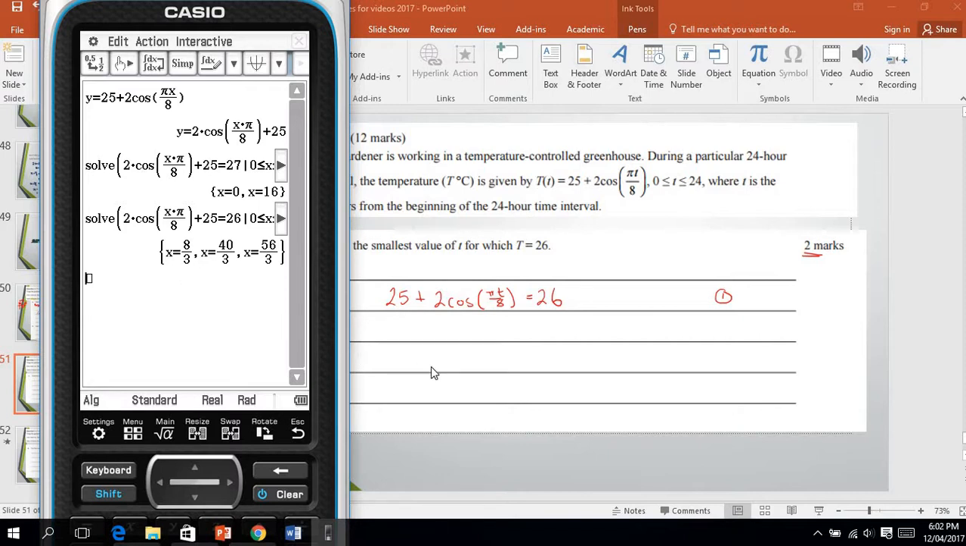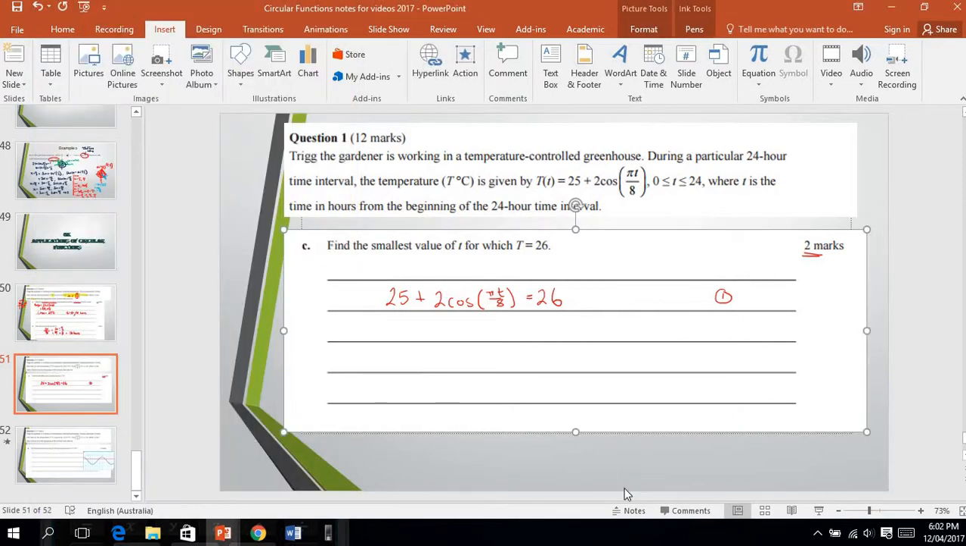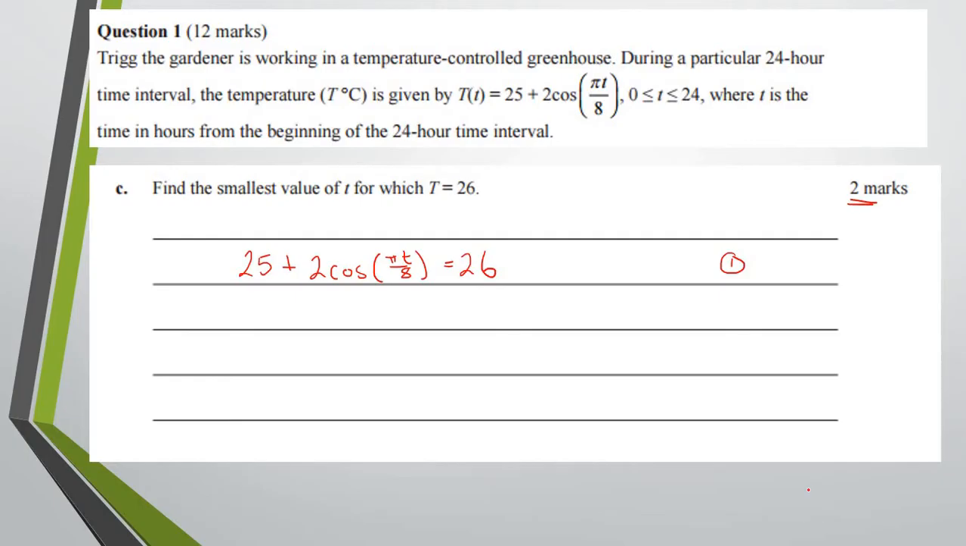So the smallest value is where x is equal to 8 over 3. Let's come back into our slideshow here. Okay, so the smallest value of t is where t is equal to 8 over 3. Again, it's asking for the smallest value. We don't necessarily need to put in units, but we can. That's it. That's all that's required for the 2 marks.